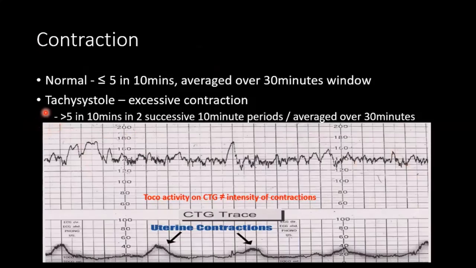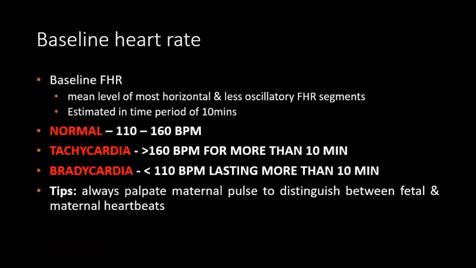If you have hyperstimulation, meaning that the patient has contractions more than 5 in 10 when the patient is on oxytocin, so it was induced and stimulated, it is called hyperstimulation. How do you count the uterine contraction? As I told you earlier, from this bar to this bar is 10 minutes, and you can see these two peaks here, so there are 2 contractions in 10 minutes.